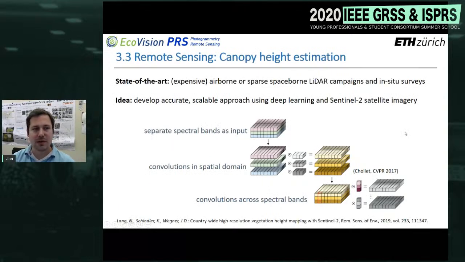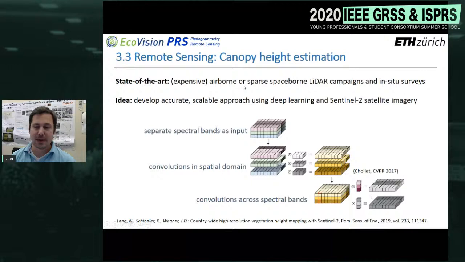Okay, so now I'm slowly coming to the last part of my presentation, which is a bigger project where we want to estimate canopy height and biomass at global scale. At the moment, to estimate canopy height, what is usually done is very expensive airborne campaigns, or spaceborne campaigns like ICESat and ICESat-2, but very often for biomass, what we have is in situ surveys. Our colleagues from the environmental sciences, biologists, go out into the forests and estimate the biomass. And this doesn't scale.